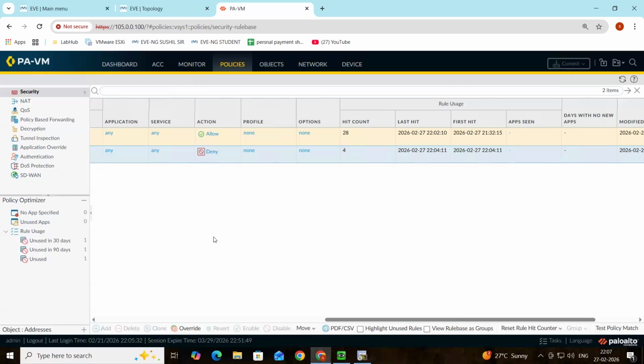Sir, what is the meaning of hit count? Hit count means how many packets hit the rule.